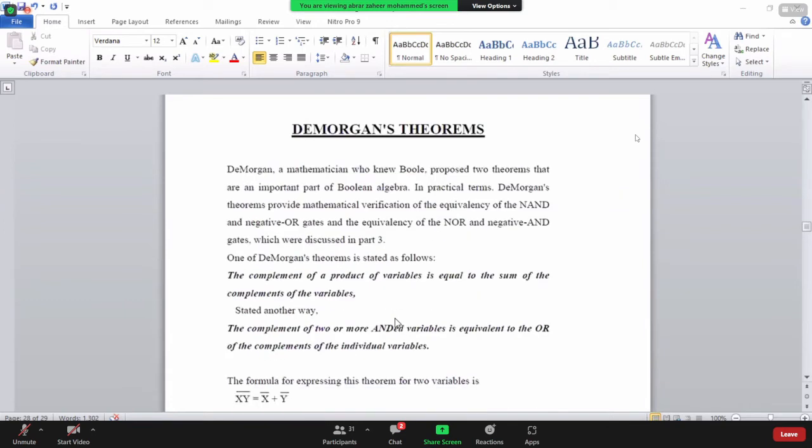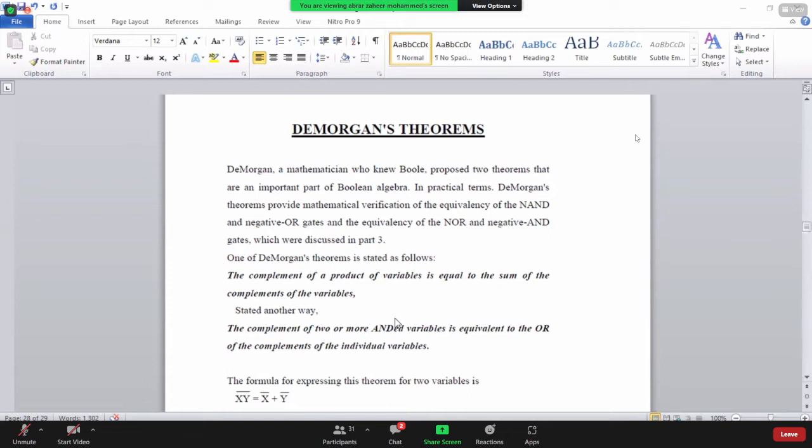So De Morgan's theorem. De Morgan proposed two theorems that are a very important part of Boolean algebra. In practical terms, De Morgan's theorem provides the mathematical verification of the equivalency of the NAND gate and the negative OR gate, and the equivalency of the NOR gate and the negative AND gate. Okay, NAND and negative OR, and NOR and negative AND.